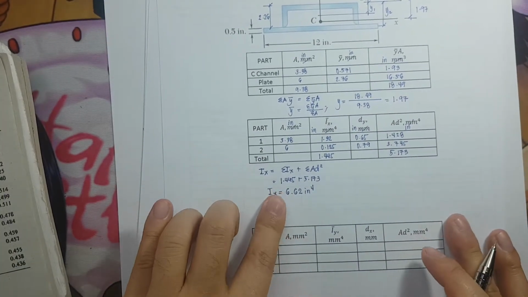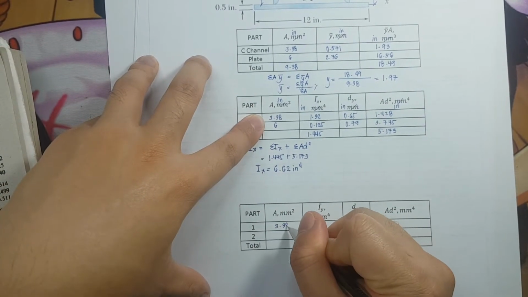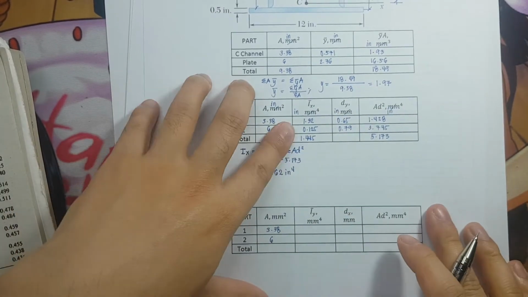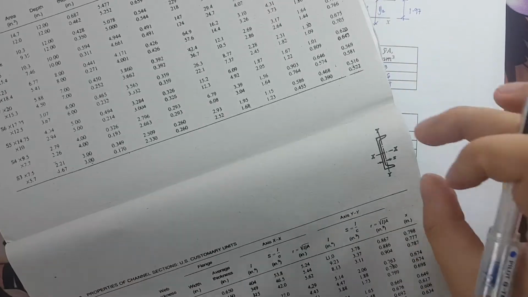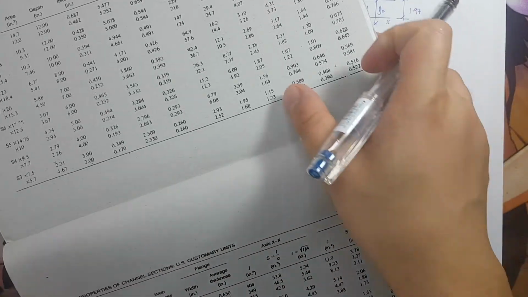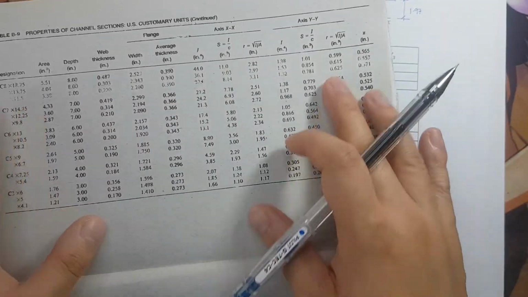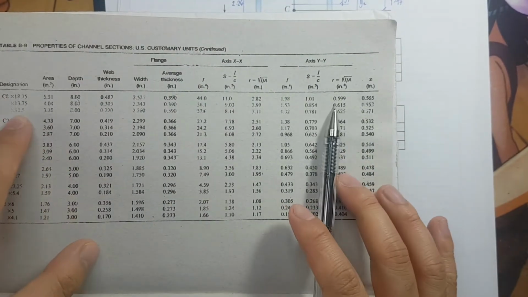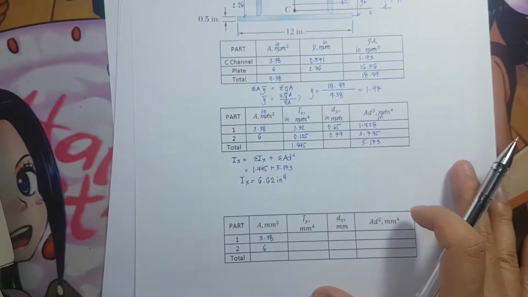Now for the Iy, let's copy some properties. For the Iy, we have here area, that is 3.38. For the area here, we have 6. Now for the Iy, I am going back again with the book. So for the Iy of C11, instead of using 1.32, I am going to use the Ix, because the orientation of these properties is standing, but the orientation of our problem is tilted 90 degrees. So the Ix and Iy values are going to interchange. So instead of Iy, I am going to use Ix. Ix is 32.6.